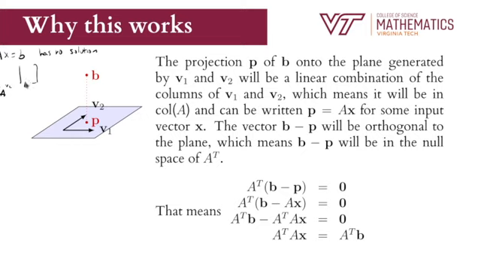That means that B cannot be written as a combination of V1 and V2, which means B is not in this plane that V1 and V2 generate. But I can project B onto the plane, and that projection is a linear combination, which means that P is going to equal A times X for some input vector X. This will be a solution. We can solve for the projection, but we can't solve for B itself.